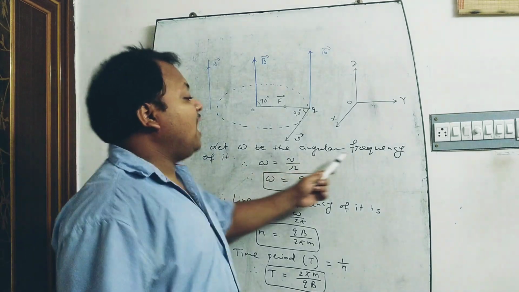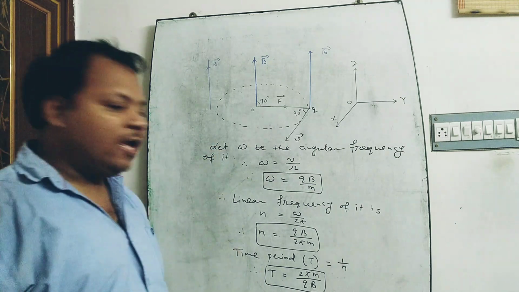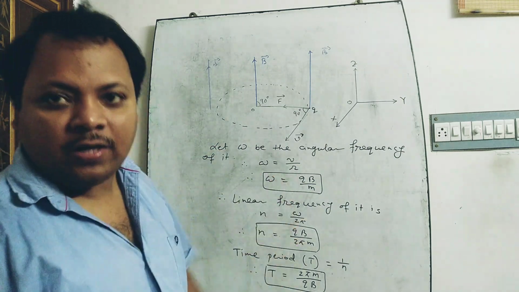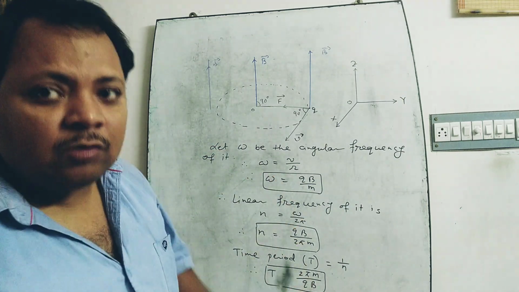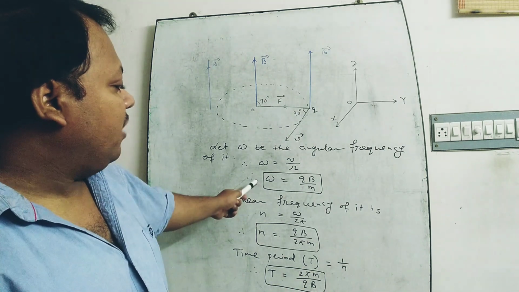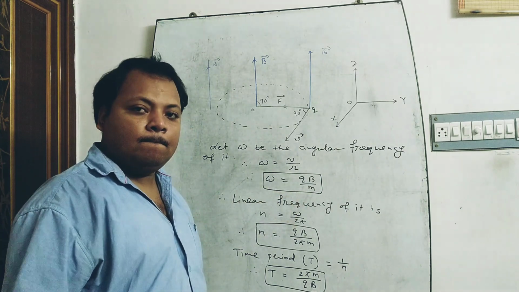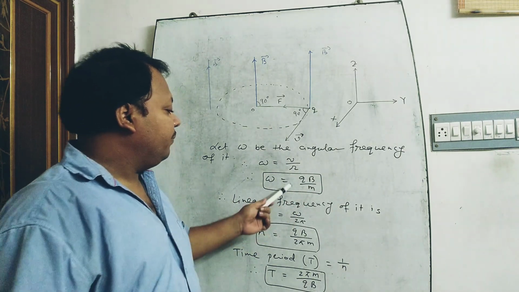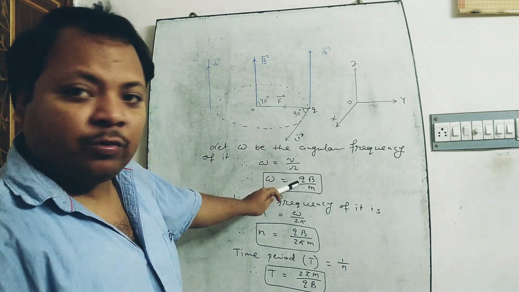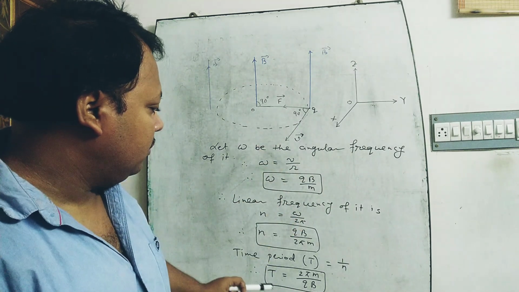Let omega be the angular frequency of this charged particle. Therefore, omega is equal to v by r. You know from circular motion that v is equal to r into omega. Therefore, we can write omega is equal to qB by m. This is the angular frequency or angular velocity of this charged particle.